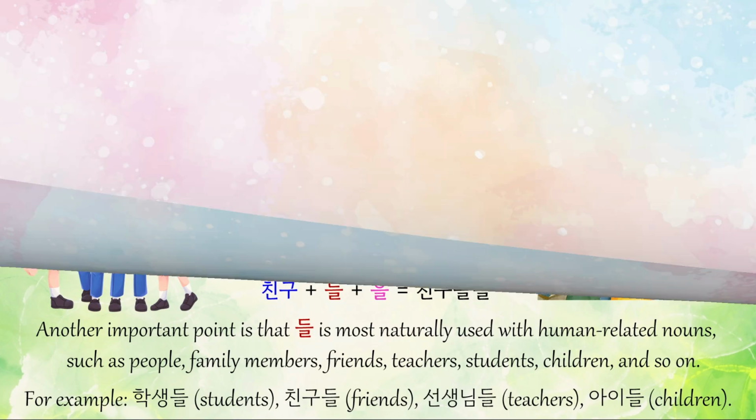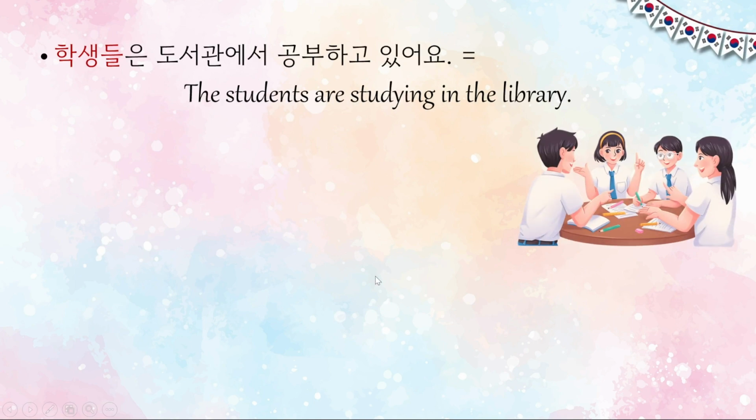Now we are going to take a look at example sentences to understand how to use 들 in real Korean sentences. 학생들은 도서관에서 공부하고 있어요. The students are studying in the library. Students, 학생들. Now here, students is the subject, the topic of the sentence. So it is 학생들은. Library, 도서관. To study, 공부하다. In present progressive tense, it becomes 공부하고 있어요. Studying in the library, 도서관에서 공부하고 있어요.